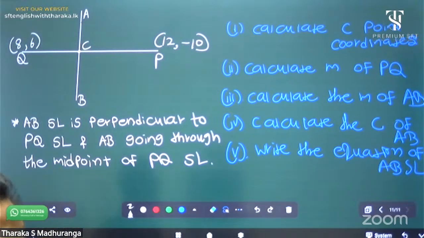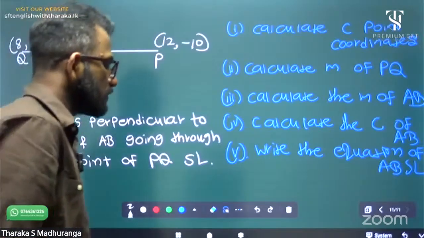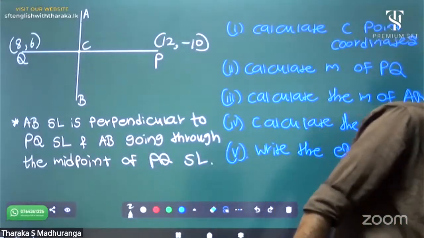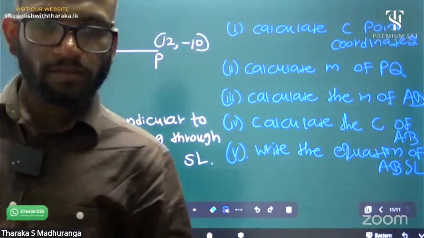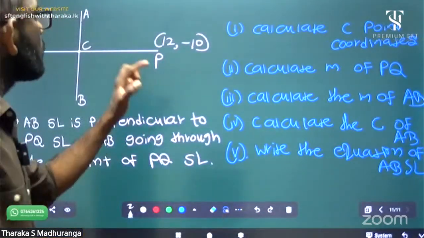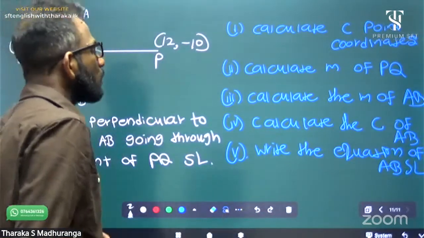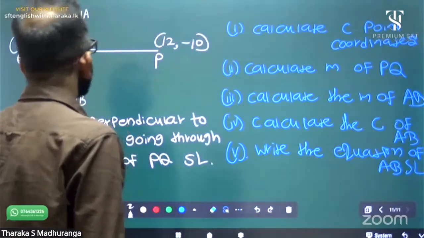Okay, what are the answers? First, calculate the C point coordinates. The C is the midpoint of the PQ straight line, right? Then how to calculate the C point coordinates?